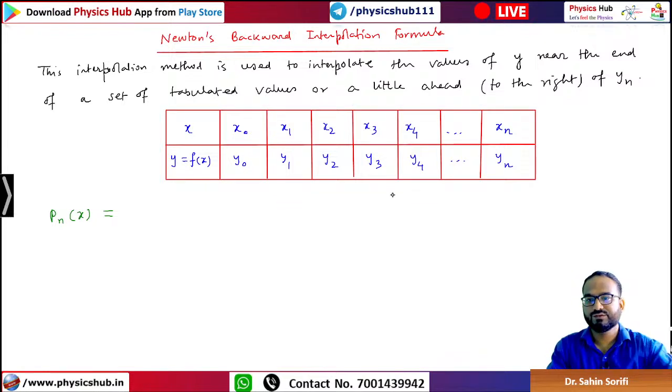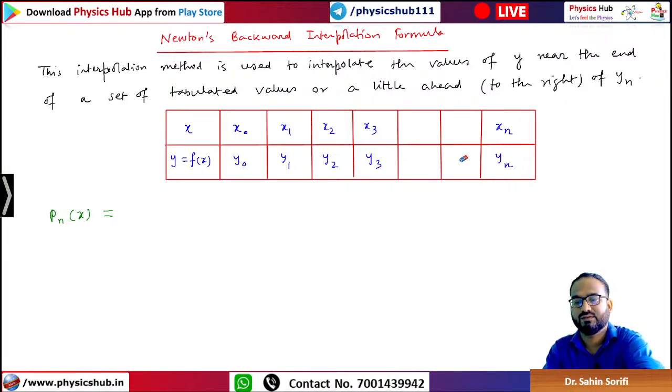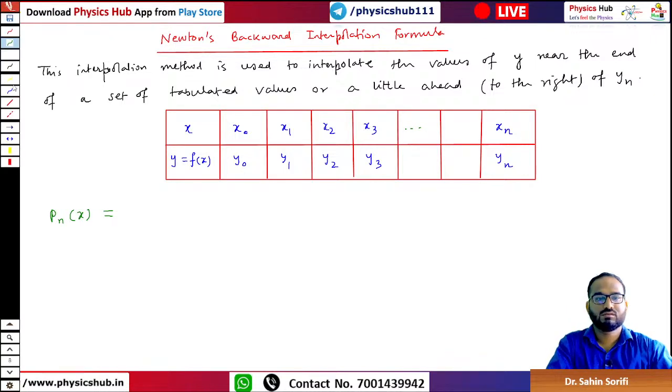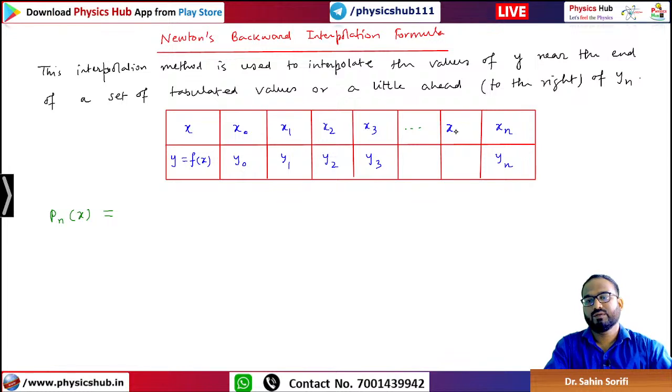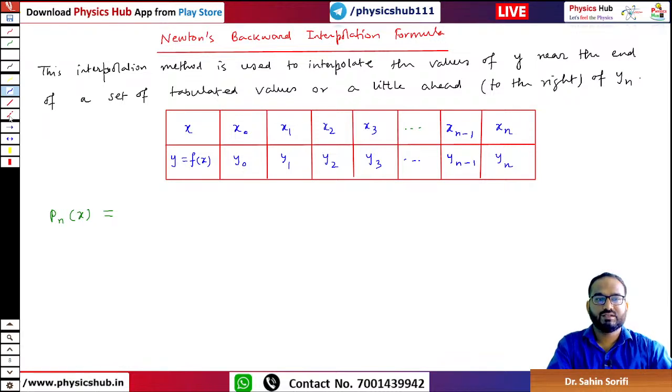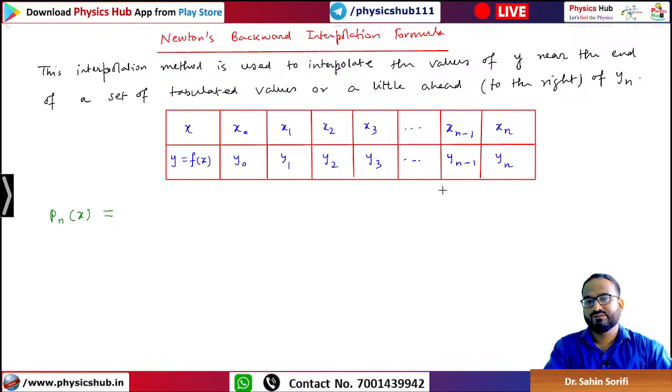Okay, here you can see yn is the last value. Let me just do one thing. We are more interested in the end values, so let's write dot dot dot. Here you will be getting xn minus 1, yn minus 1. So we are basically interested in these regions near the end of the table.